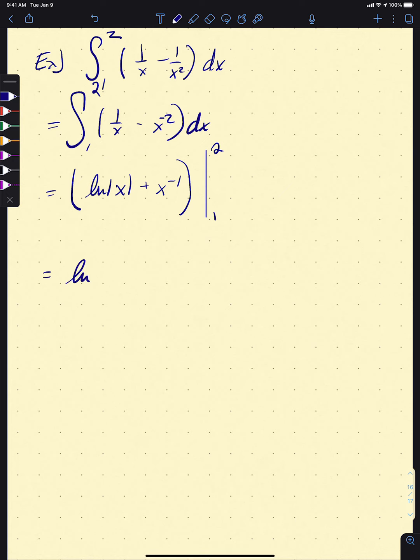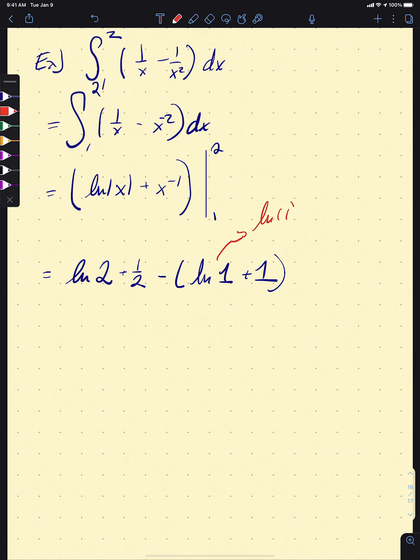So this is going to give us the natural log of 2, because 2 is positive, plus 1/2 minus the natural log of 1 plus 1. But notice, the natural log of 1 is equal to 0, right? Anything to the 0 equals 1, so the natural log of 1 is 0. So then our answer is going to simplify to the natural log of 2 minus 1/2.